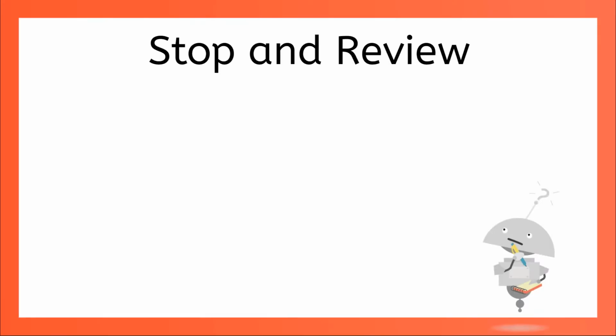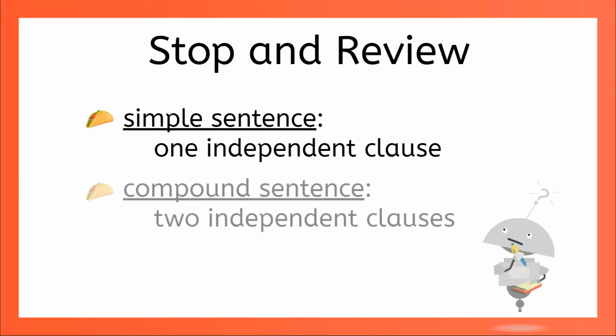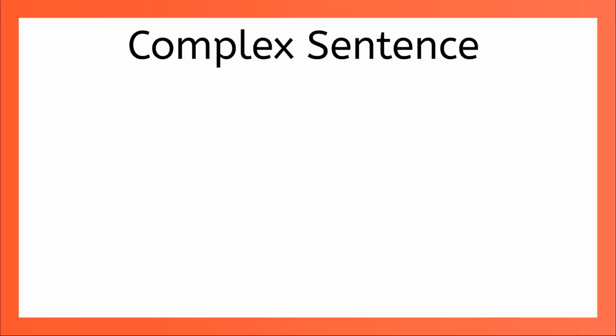All right, let's stop and review real quick. A simple sentence is made of just one independent clause, and a compound sentence is made of 2 independent clauses joined together to make one sentence. Now let's spice things up with a review of the complex sentence.